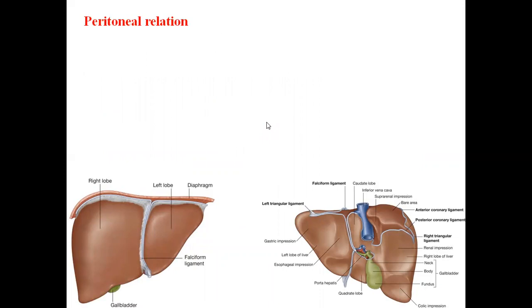Now, what are the peritoneal relations of the liver? We know that the liver is a structure which is almost covered by the peritoneum, almost, but not fully. There are some areas where the liver is not covered by peritoneum. We have seen peritoneal reflection. So we have understood how the peritoneum is going to cover the liver.